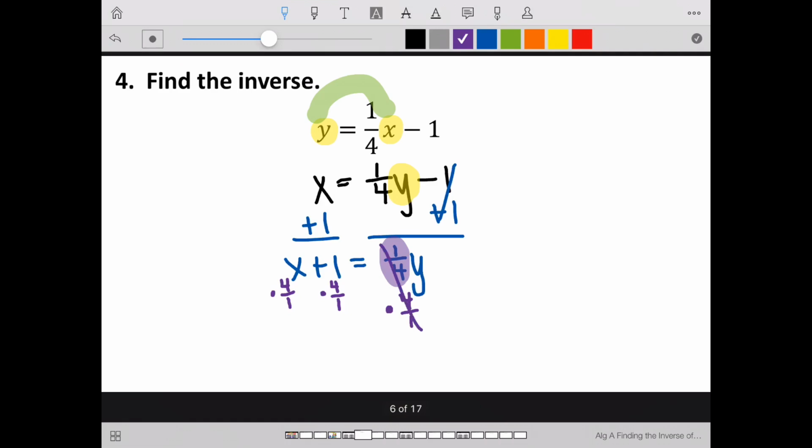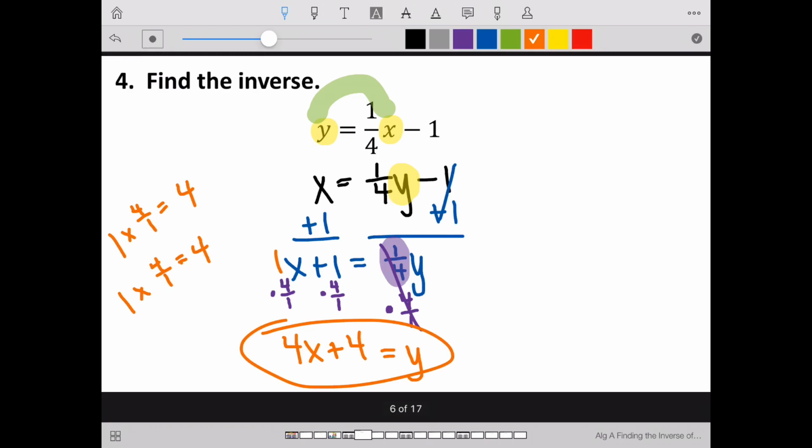So these two actually end up crossing out. The y is by itself. And now remember how this x has a 1 in front of it? So I'm going to take 1 times 4/1. And that makes 4. So I do 4x. Then for this part, I'm again going to take 1 times 4/1, which makes 4. So then I have plus 4. And there is my inverse.